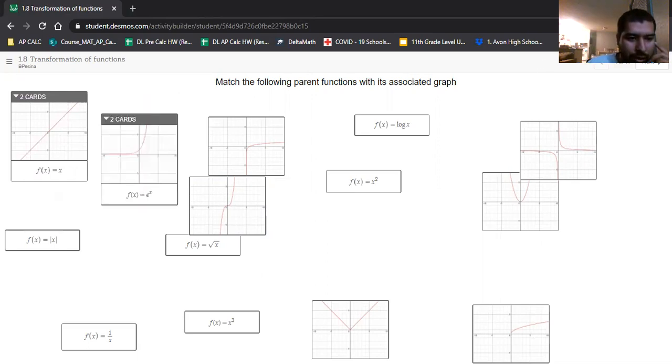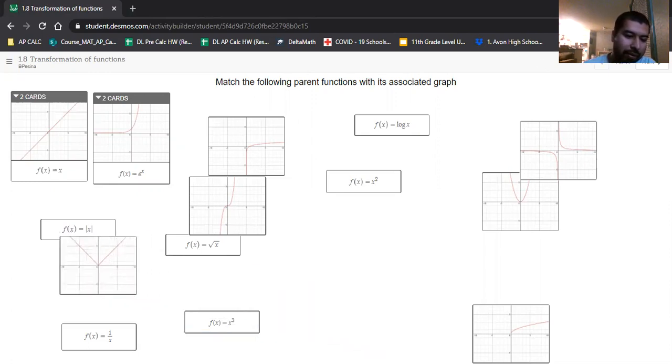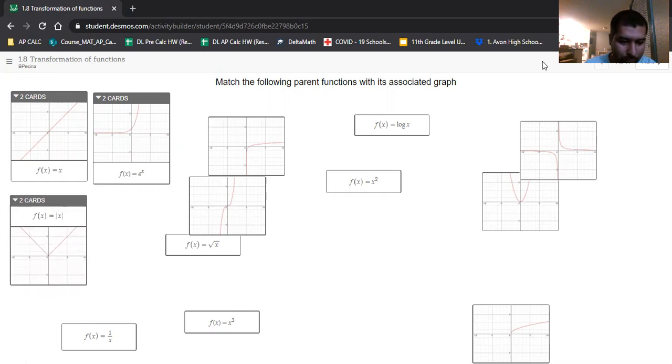Alrighty, let's go with this one, absolute value of x. It looks almost like a parabola, but both sides go positive in the y at a constant rate, right? Your x matches your y, so it looks like so. Okay, so far so good.